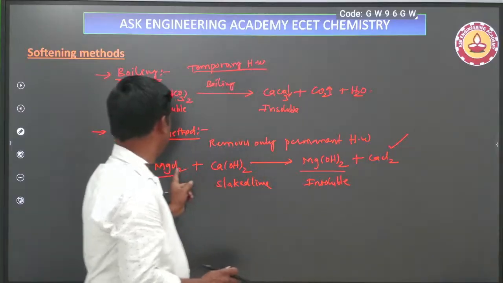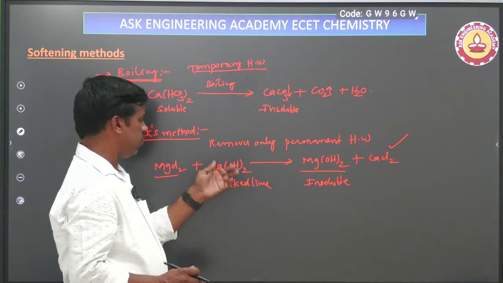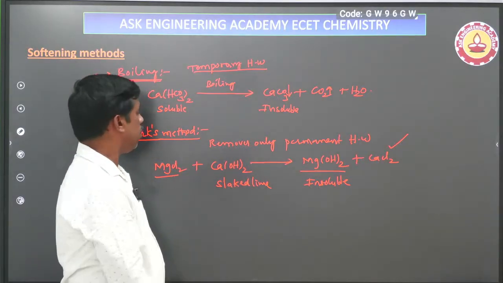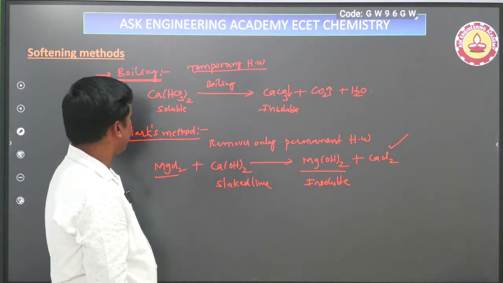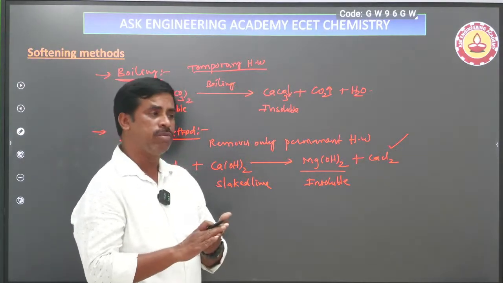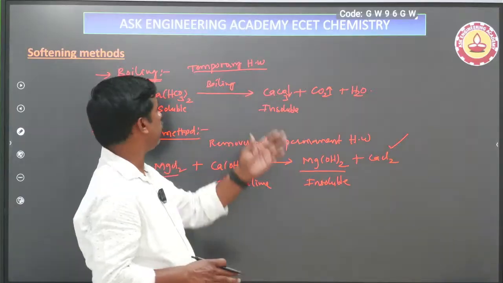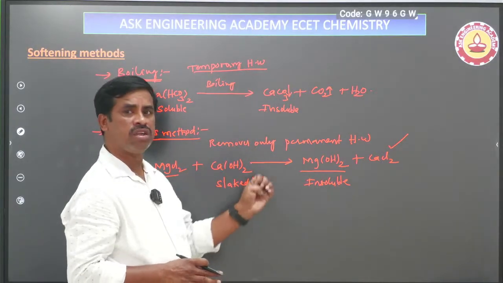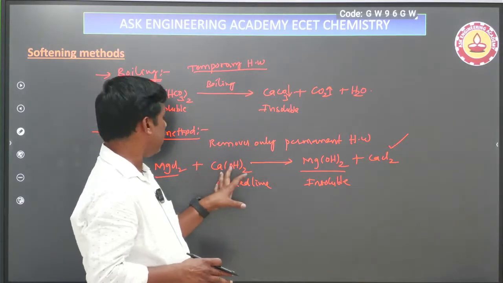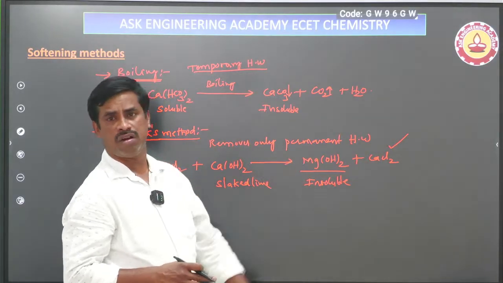After removing magnesium chloride whenever present, which we add with slaked lime, what more does it remove? Permanent hardness of water. From your examination point of view, what is the question given? Which of the following methods removes permanent hardness? They give boiling method, Clark's method, and other methods in the exam. Whenever adding slaked lime, it removes permanent hardness of water.